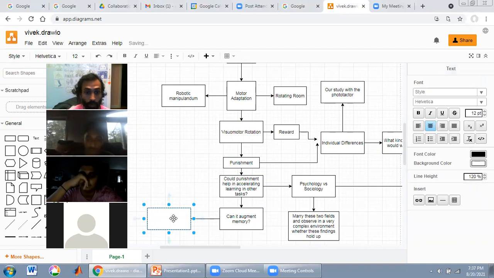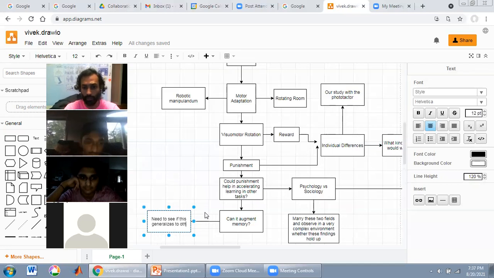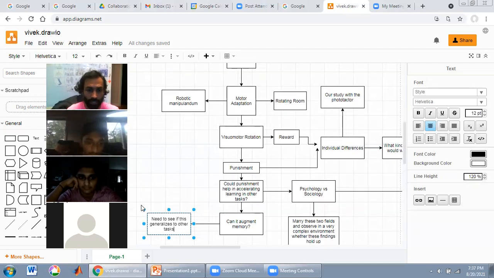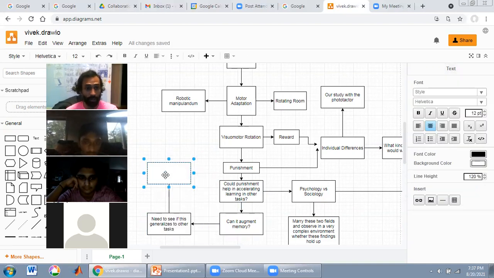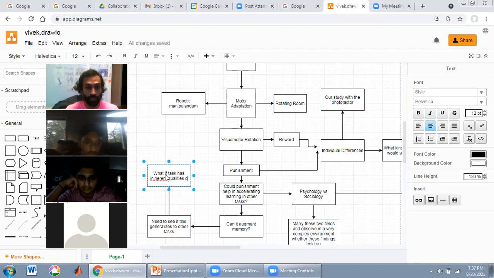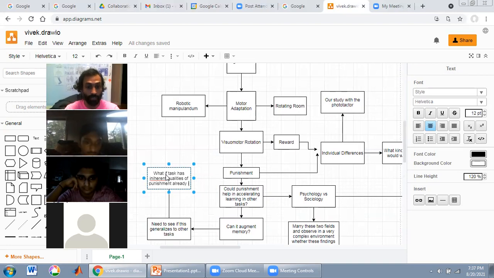This is really good. I only got a little bit because I was thinking, where did I put the point of generalization? I may have forgotten to put that in. And then, oh, maybe this is kind of the same point as this. Okay. And then Tanmay, you said, what if the task has already inherent qualities of punishment in it?